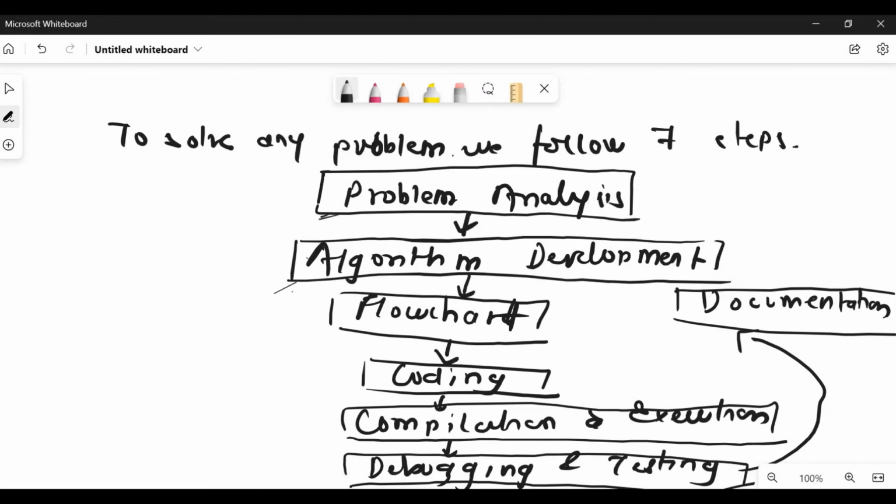One question can be asked from this topic about algorithm development, that is, what is an algorithm and what is its importance. Another question can be asked about the flowchart. Another question can be asked about compilation and execution. So these 4 topics are very important, and I'll be teaching all these topics in detail.